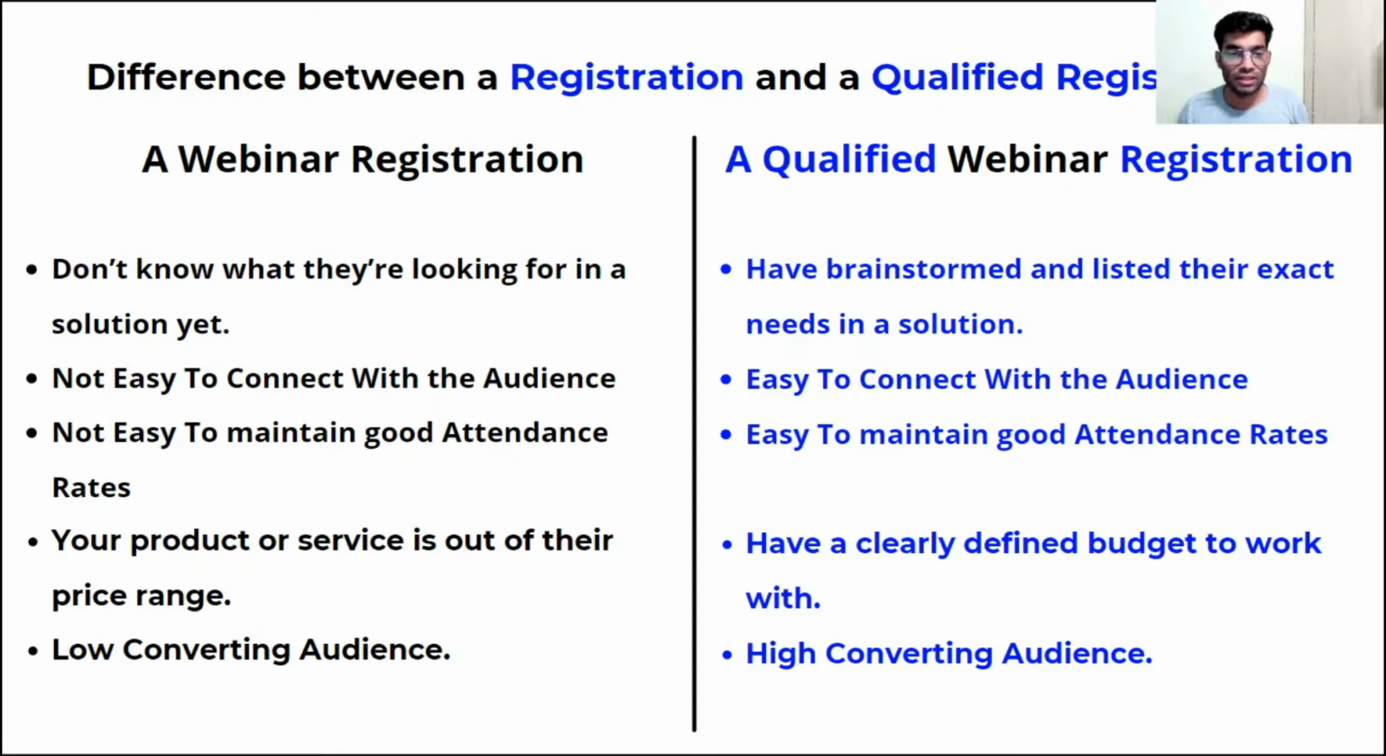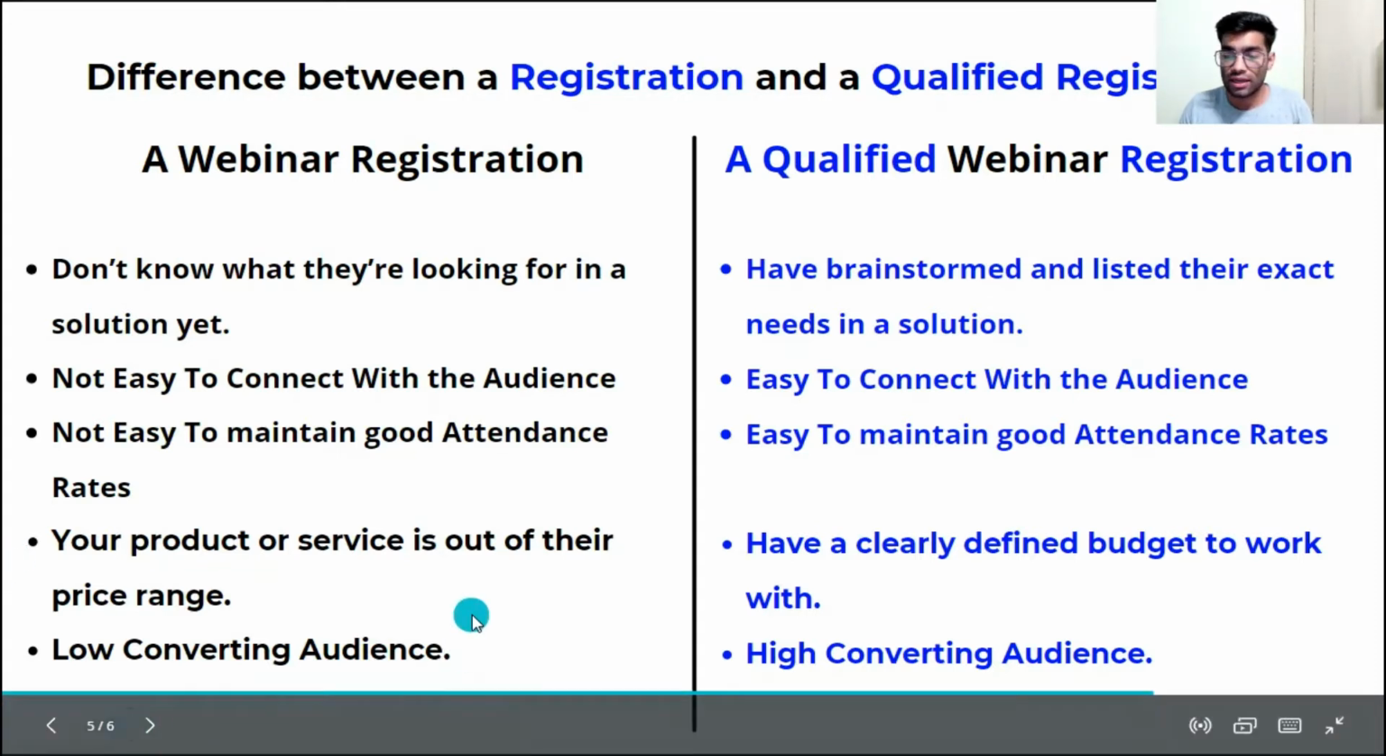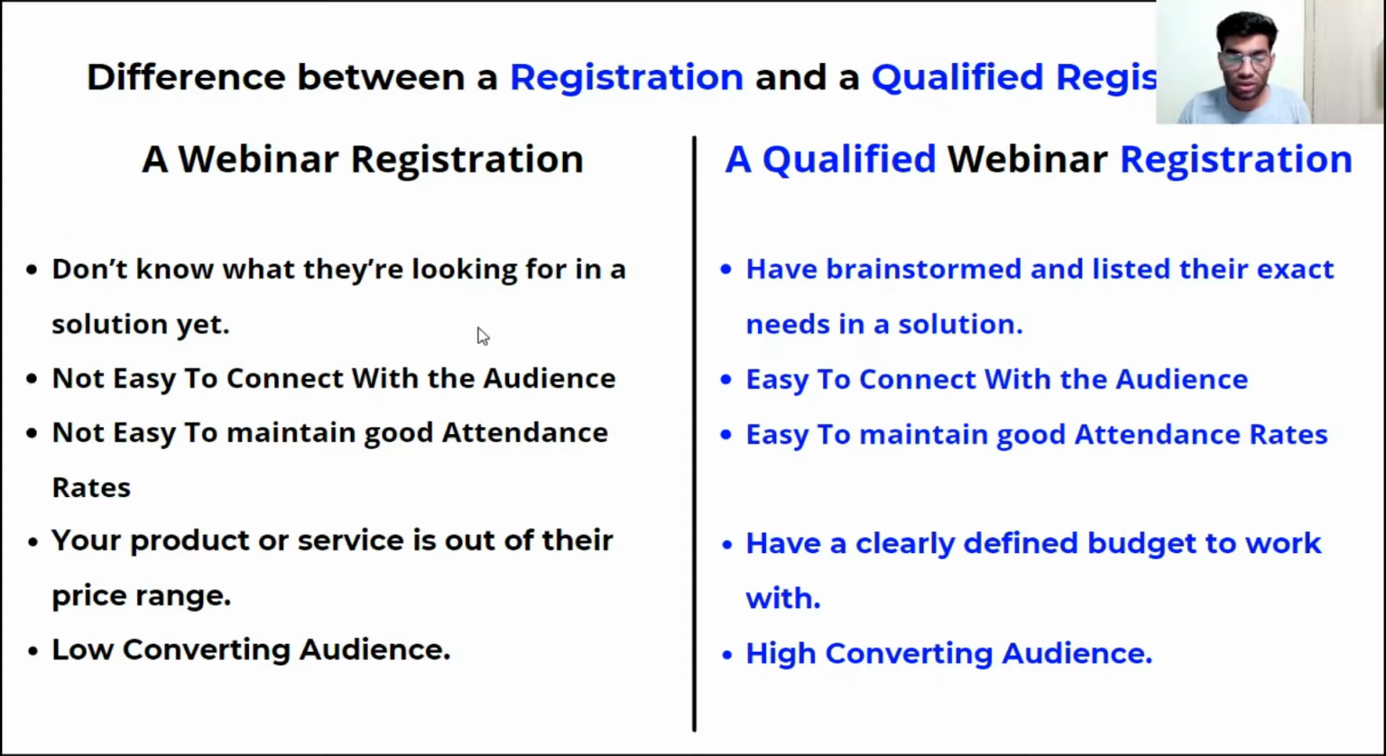After all these things, the last point is that they are a very low converting audience. Why? Because of all these reasons: we don't know exactly what they are looking for, and we don't know their budget. If we don't know these two things, how will we connect with them? That is the most important thing. If we don't connect, we will not be able to sell to them. So connection is very important. Building relationships is one of the most important things in business.